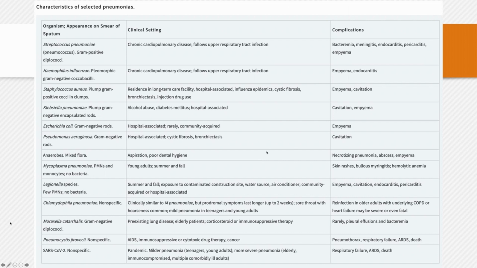Here's the book's version of the different pneumonias and how they present differently clinically, and some of the complications they can cause. So it's similar to what I just showed you, but a little more complex, with a little more detail to it.